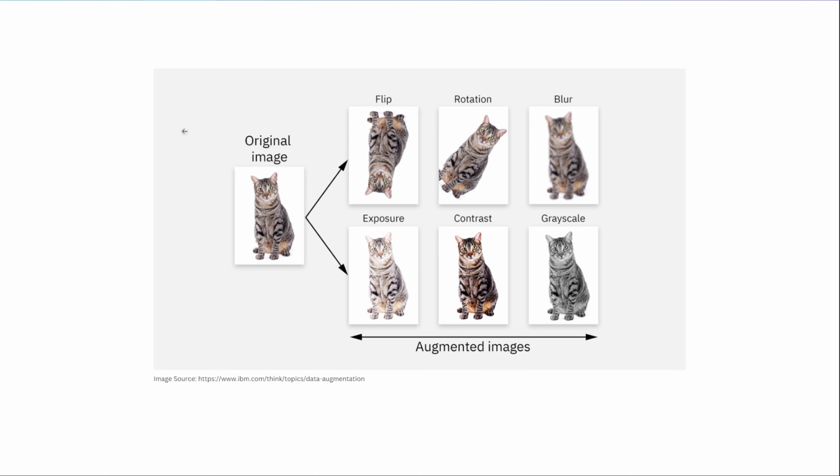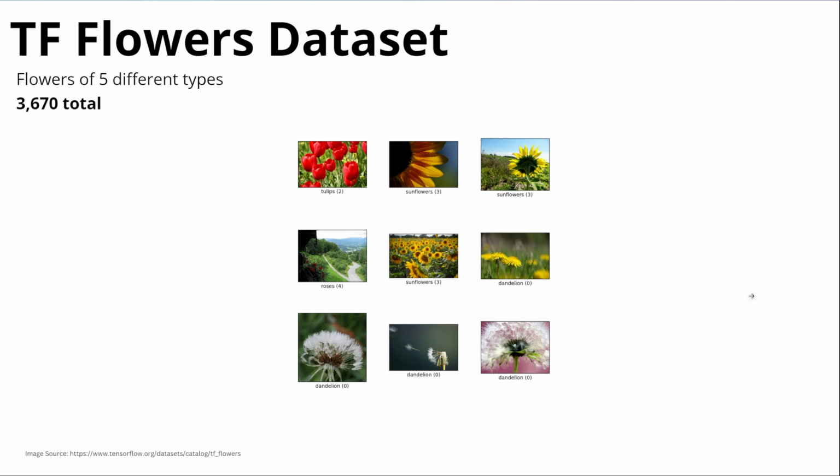So the way I'll be teaching this concept in this episode is using the TF flowers dataset. It's the Tensorflow flowers dataset. It's just a dataset within Tensorflow that has a bunch of flowers. There's about 3,600 flowers total, split into 5 different classes such as tulips, sunflowers, roses, dandelions, and I believe daisies as well. Here's an example of just a few of these images.